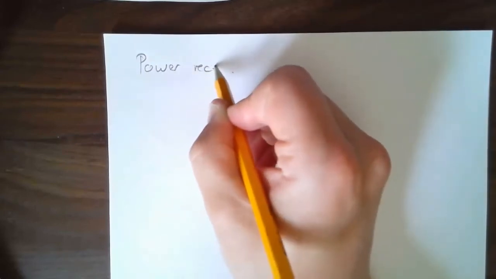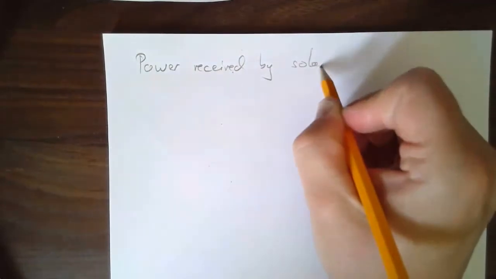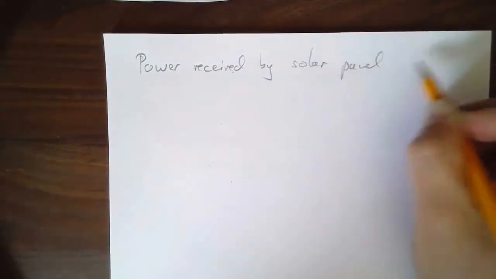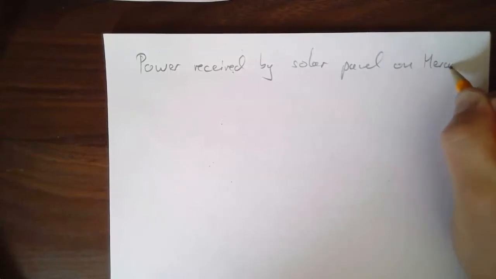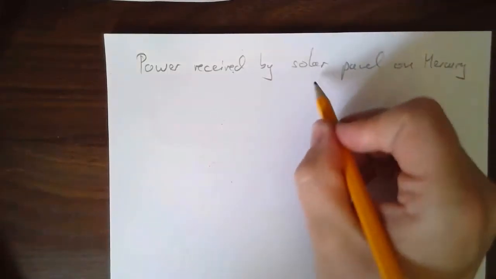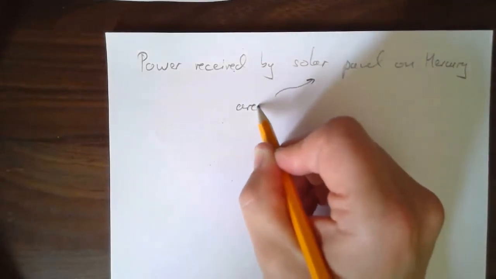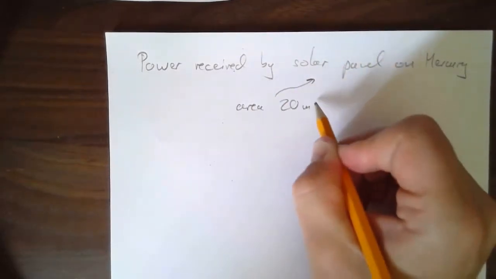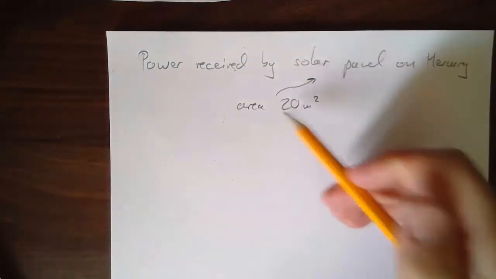Power received by a solar panel on Mercury. Okay, so how big is our solar panel? Say it has an area of 20 meters squared. Right, it's a very chunky solar panel, maybe the size you find on a rooftop.